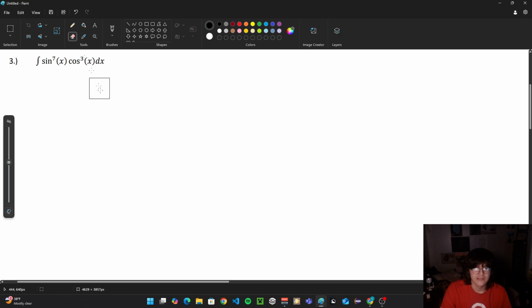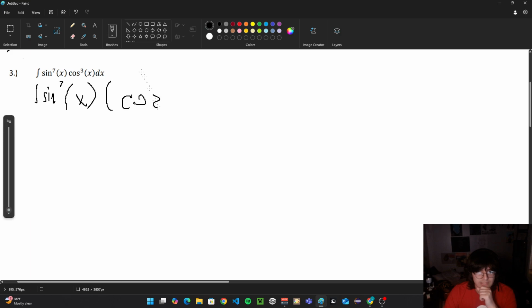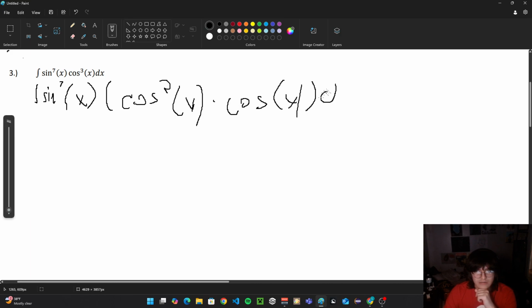So for number 3, we have to use the Pythagorean identities. Here, we're going to keep the sine, and we're going to split apart that cosine and then use the identities to then distribute and then use u substitution. So we have the integral of sine to the power of 7 x times, we're going to split this, cosine squared x times just regular cosine x, with respect to x.